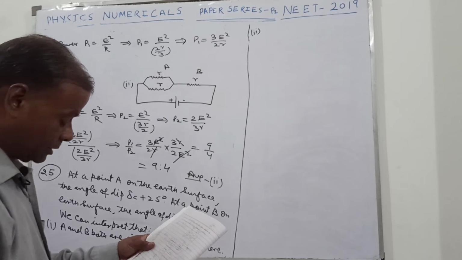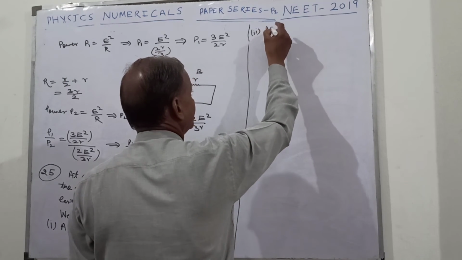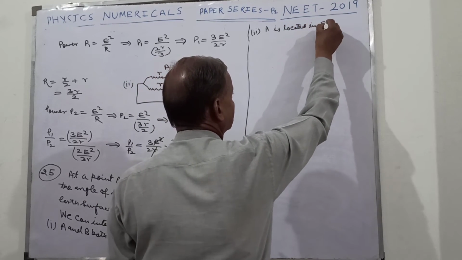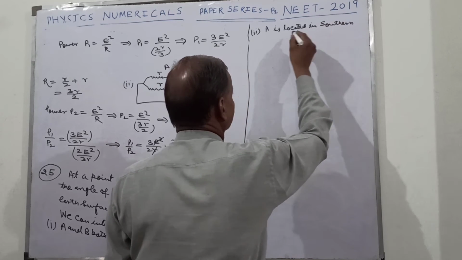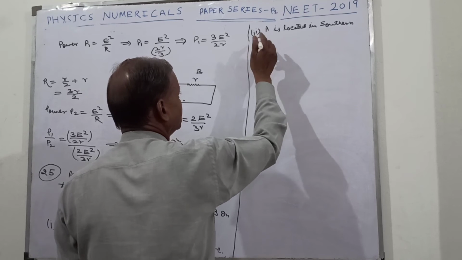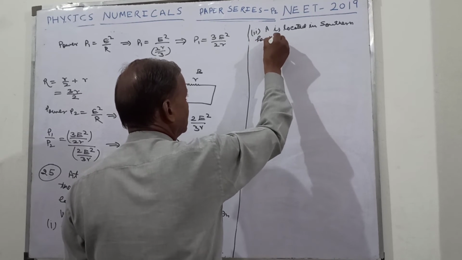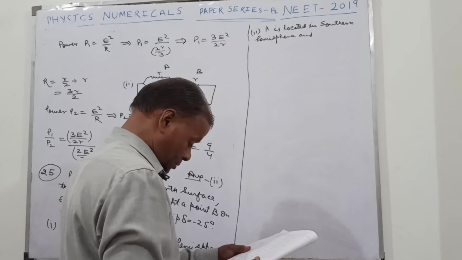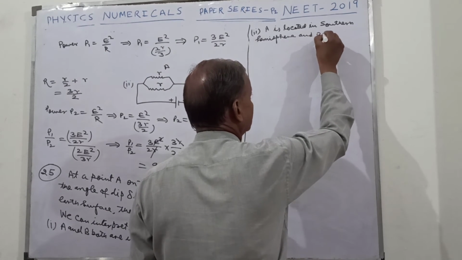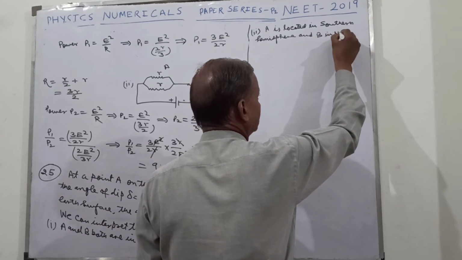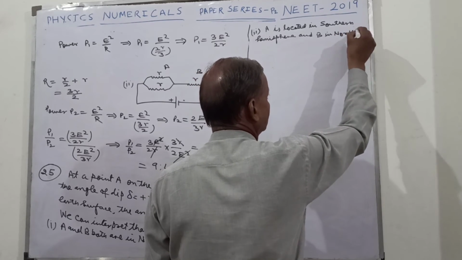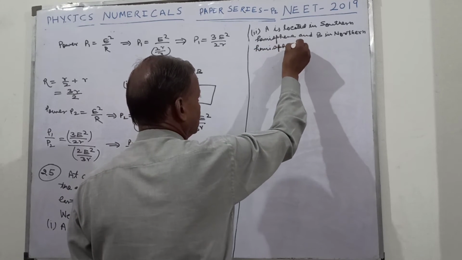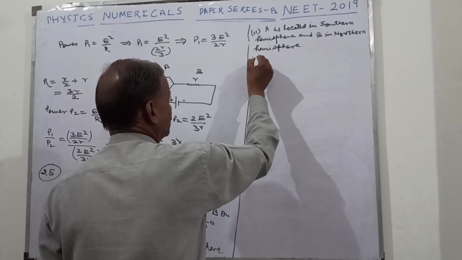Second: A is located in southern hemisphere and B in northern hemisphere.